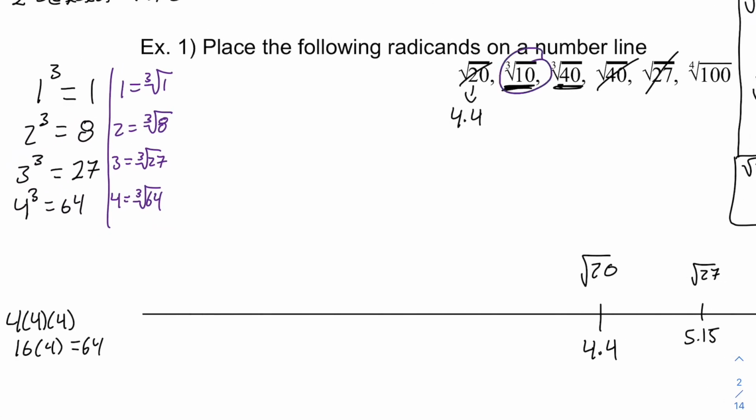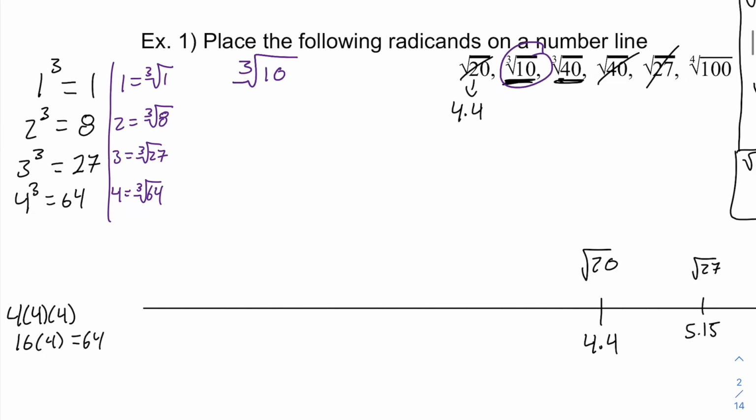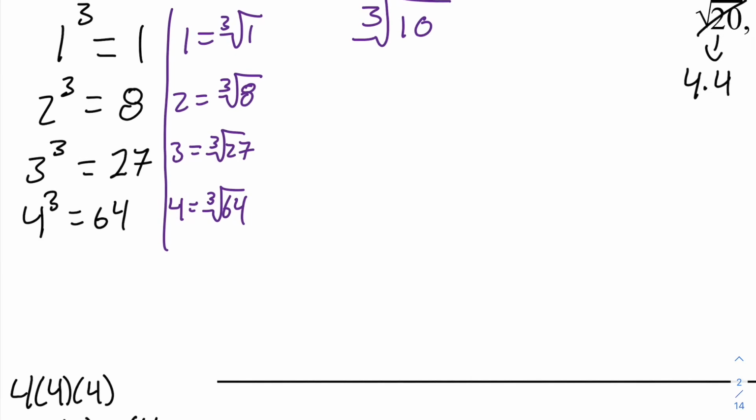Okay, so let's focus on cube root 10. So let's make sure we write our 3 in the index there. Now let's look at what we have here. Well, cube root 10 is going to fall between cube root 8 and cube root 27. So this will be cube root 8 and cube root 27.